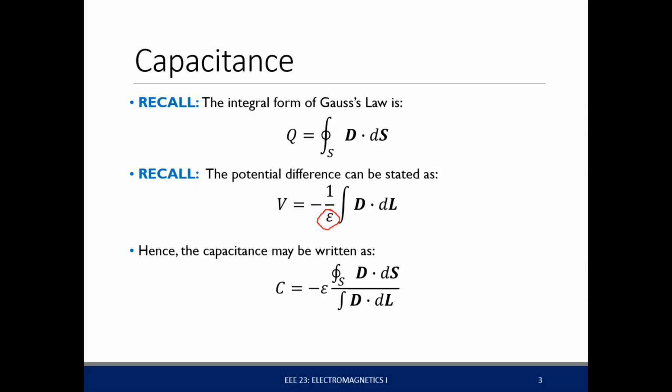Okay, so recall the permittivity which we discussed in the previous lecture, and this is dependent on the material. The capacitance, then, you just need to substitute Q over V. You get this expression here. So it's negative epsilon times the surface integral of D dot dS over the line integral of D dot dl.